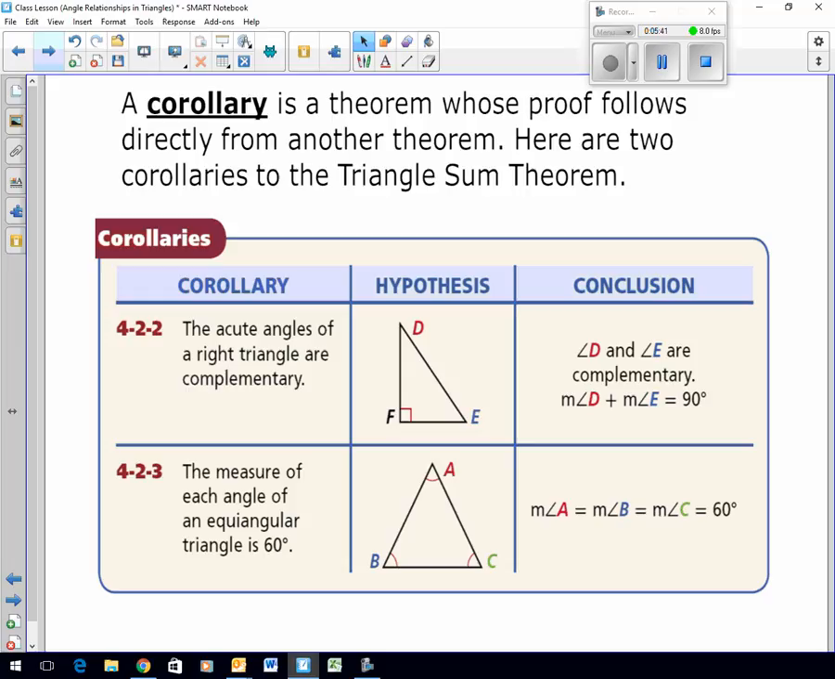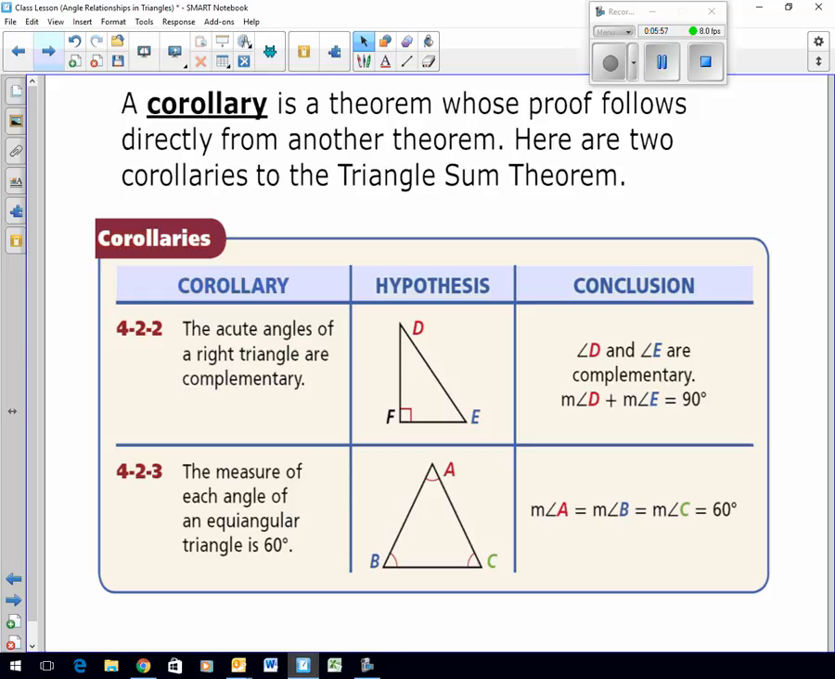Alright? Now, complementary means they add up to be 90 degrees, okay? The other one says the measure of each angle of an equiangular triangle is 60 degrees. Bonus points to the kid that tells me why it's 60.